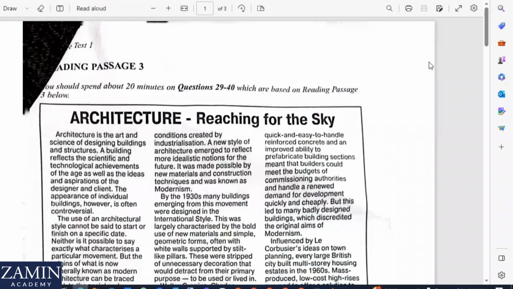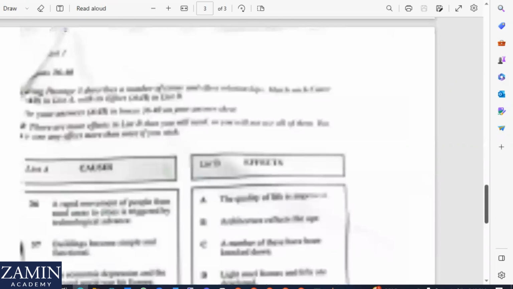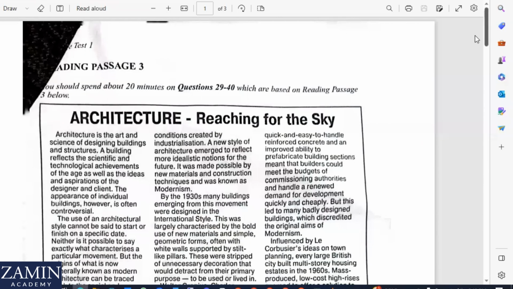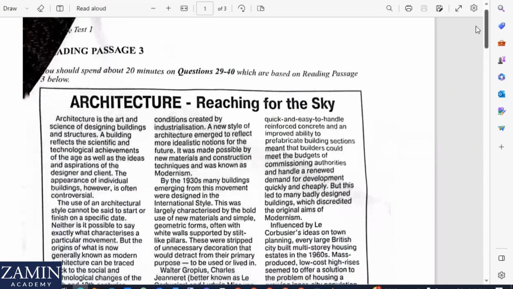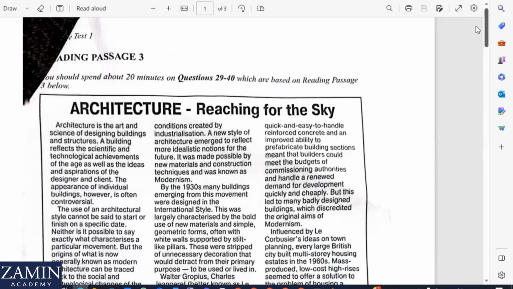Hello and welcome to ZAMIN Academy. Today I'm going to solve reading passage number 3 of IELTS. It has questions from 27 to 40. Yes, so this is going to be the hardest passage. It's going to take me 20 minutes to solve. Actually, it's going to take me 16 minutes, but 4 minutes are for transferring my answers from this sheet to the real answer sheet. So let's start without wasting any time.